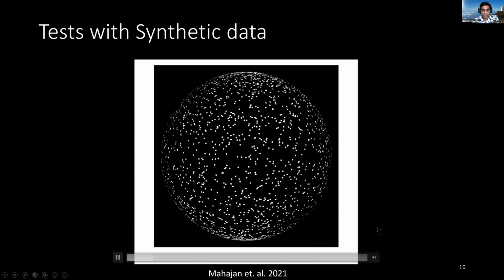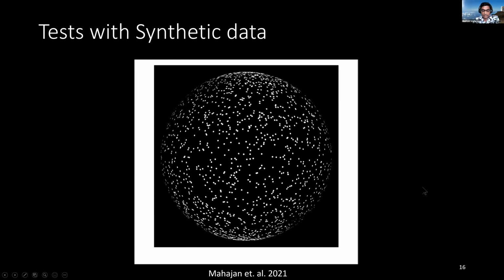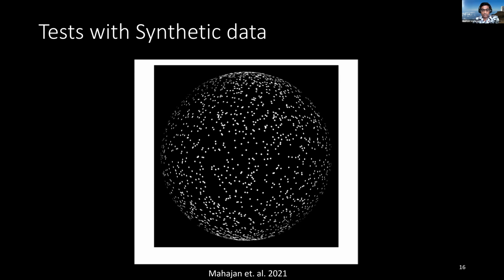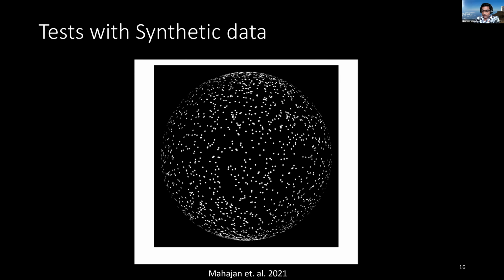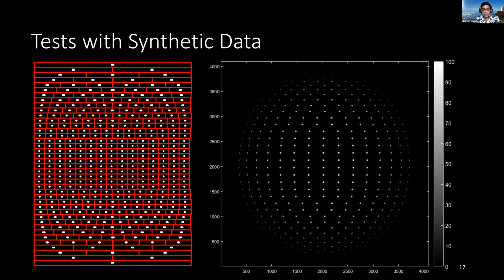Because it's an analytical formula, you can move any of these features with a precise displacement or velocity and use that to calibrate your tracking algorithm. So here's what the projection of one of the synthetic maps that we produced looks like on the grid that we are using, and you can clearly see stretching of the features as we go towards the limb.